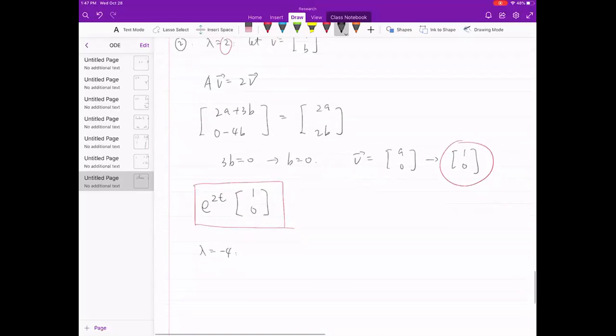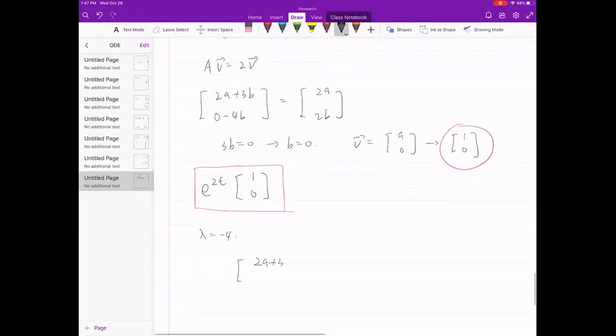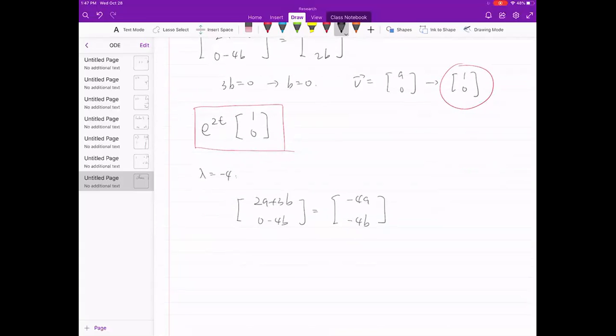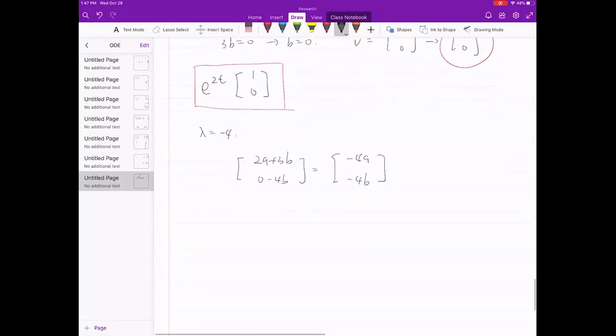Now same idea with this. The bottom is useless. -4b equals -4b. The top is 2a plus 3b equals -4a. 6a equals -3b. So we have (a, b) equals (2a, -2a). Just a times this. So we got the second vector.